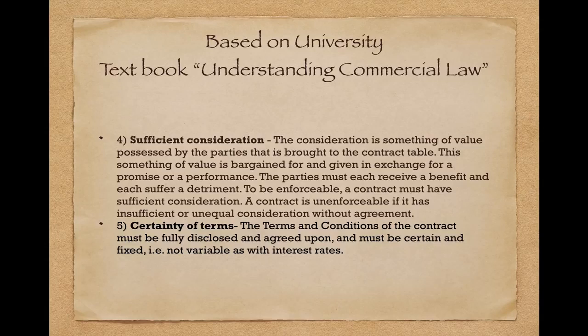Number 5, it must have certainty of terms. The terms and conditions of the contract must be fully disclosed and agreed upon, and must be certain and fixed, i.e. not variable as with interest rates. How many contracts that you or I have signed that they have given us certainty of terms? Guarantee they haven't.